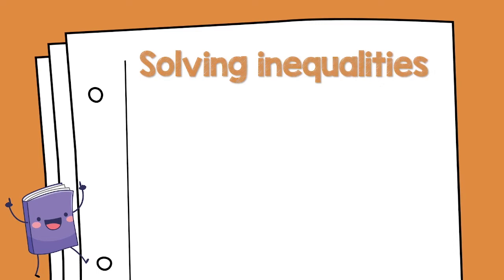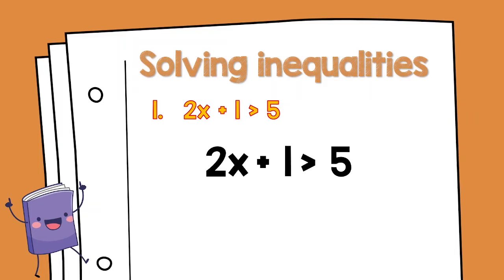Now let's go to the most interesting part, solving inequalities. Here I have 2x plus 1 is greater than 5. As we did in the algebra video, you can check that out. It covers most of what we are going to discuss today. We are going to give plus 1 a nice big kick and send it to the other side of the greater than sign. And plus 1 becomes minus 1.